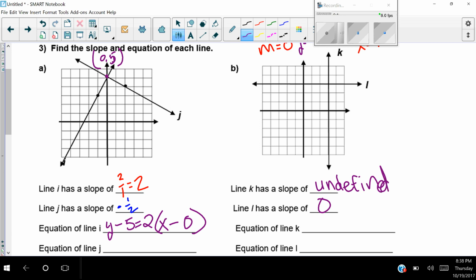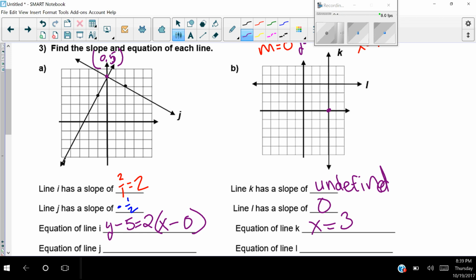The equation of line K, if it's undefined, is going to be x equals, you guys can kind of tell right here, x equals 1, 2, 3, right? So at this point, y is 0, x is 3. At this point, y is 2, but x is 3. At this point, x is 3. So it's going to be x equals 3.